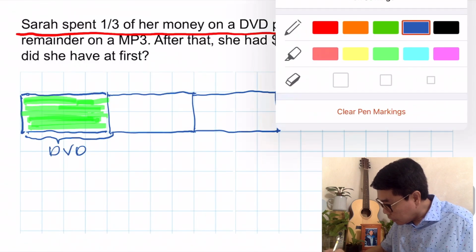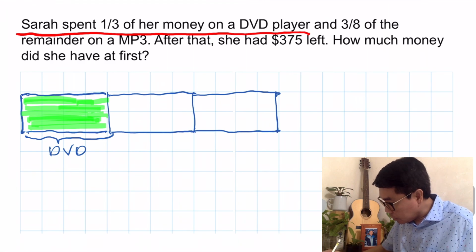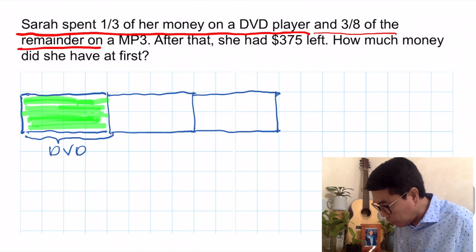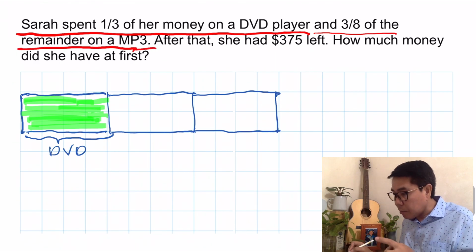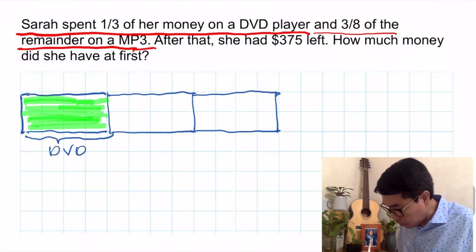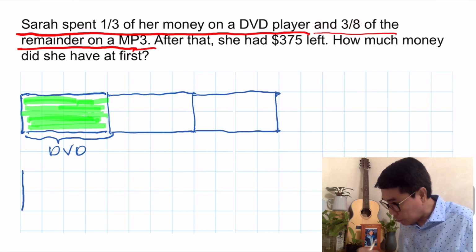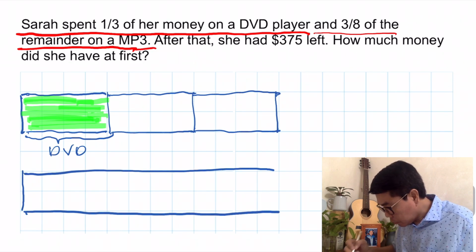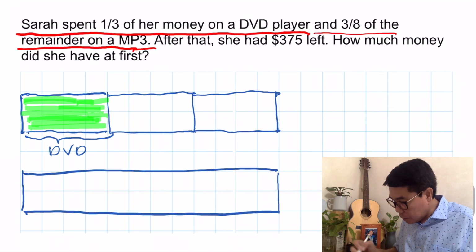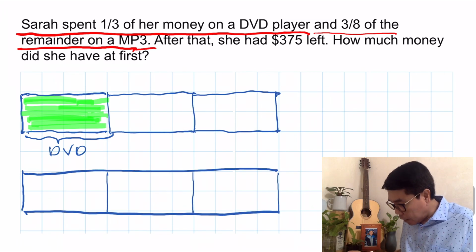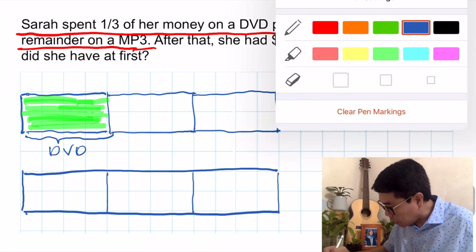And then we have 3/8 of the remainder on an MP3. Okay, so in that case, I will draw another model here. Now, so earlier, it was divided into 3 equal parts. Okay, what is left there? Okay, so this one is already for the DVD.